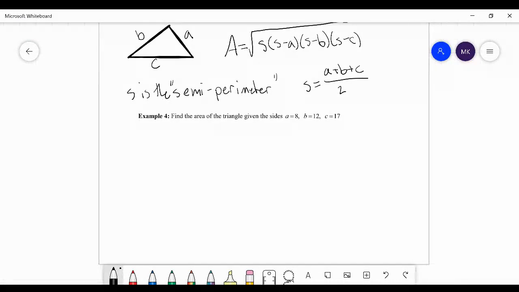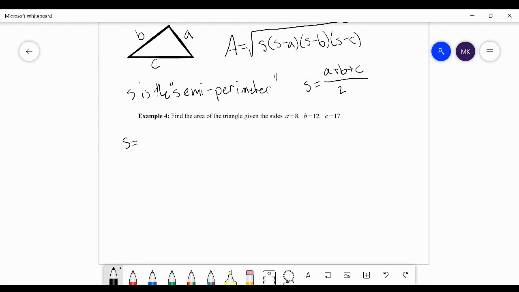So, find the area of the triangle given the sides. A equals 8, B equals 12, C equals 17. So I need to find the area of this triangle. Obviously, I have sides. I'm going to use Heron's formula here. So the first thing to do is find the semi-perimeter.